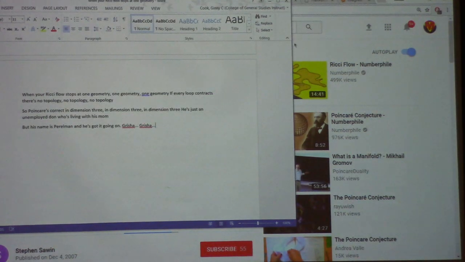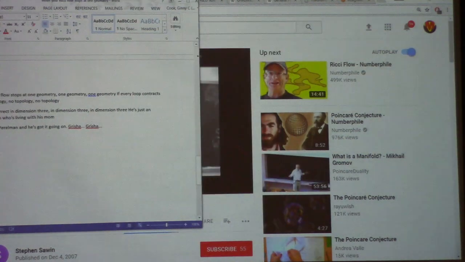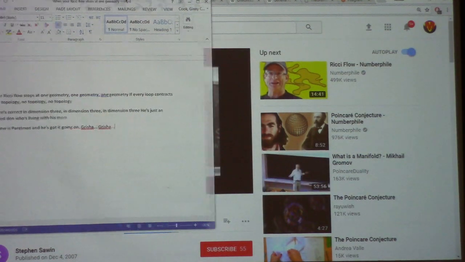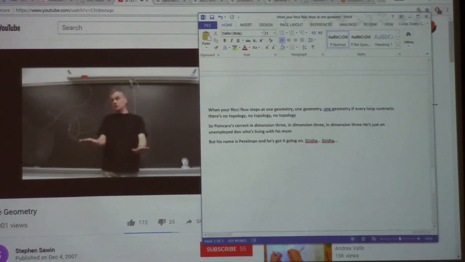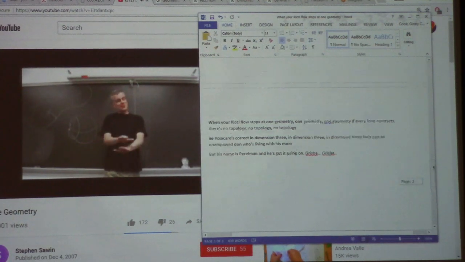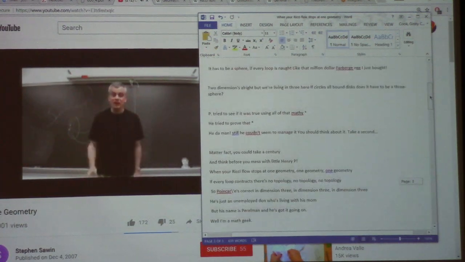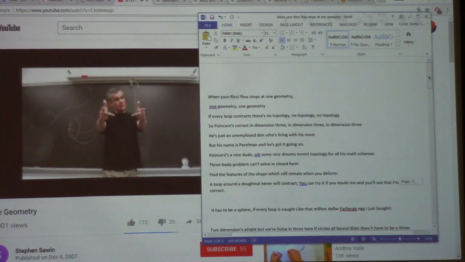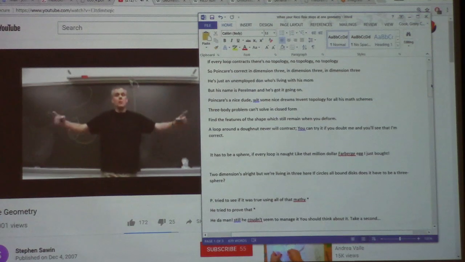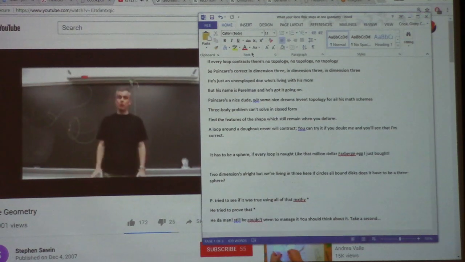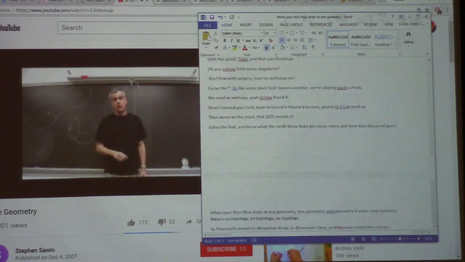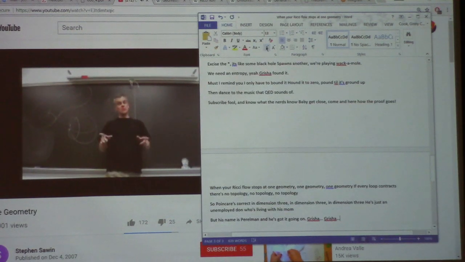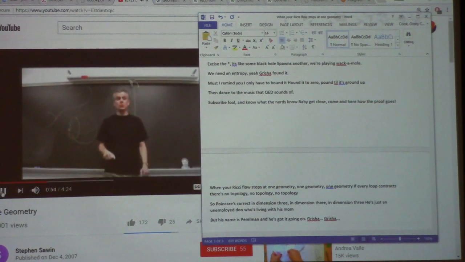When your Ricci flow stops at one geometry, if every loop contracts, there's no topology, so Poincare is correct. In dimension 3, he's just an unemployed John who's living with his mom, but his name is Perelman, so he's got it going on. Poincare is a nice dude, with some nice dreams, invent topology. For all his math schemes, the 3-body problem can't be solved in closed form. Find the features of the shape which you still believe in before.